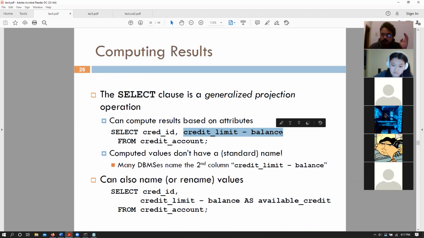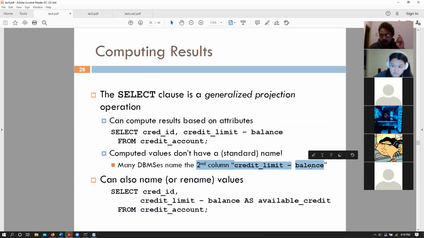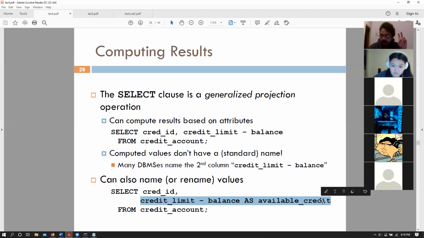So we can, if we want to, also rename, remember rename. So we can also rename the second column for our attribute and say: select credit ID, comma, credit limit minus balance as available credit. That basically says credit limit minus balance has to be renamed as the attribute name available credit from the table credit account.